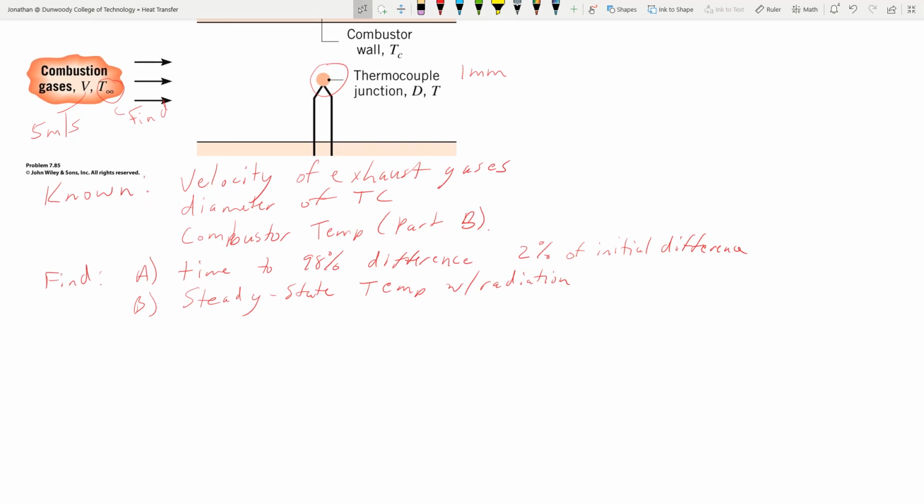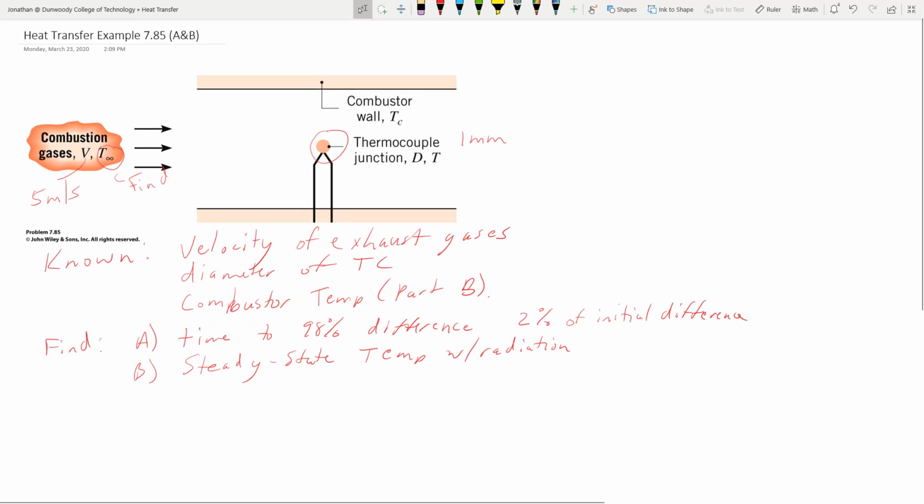So our schematic, we basically got this guy here, right? We've got some Q by convection. We have some Q radiation. We know the diameter there, this combustor wall is 400 Kelvin. These exhaust gases, when we get to part B, is going to be 1,000. So there you have it.